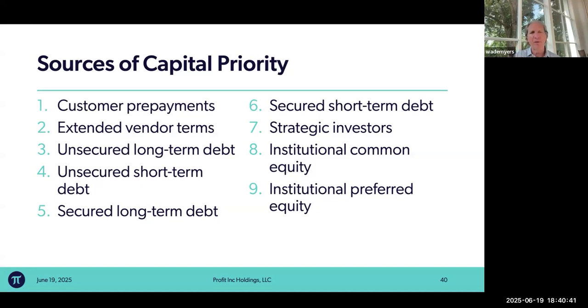Now, the third priority would be unsecured long-term debt. Long-term debt, of course, is typically 5 years, maybe 3 years in maturity. It's a lower interest rate than short-term debt, like a line of credit. So you want long-term debt if you can, because it's going to be a lower cost source of capital. Unsecured, of course, because you don't want to have to pledge your oldest child and give up their college fund in your house. And then fourth would be unsecured short-term debt, and then get into secured debt.